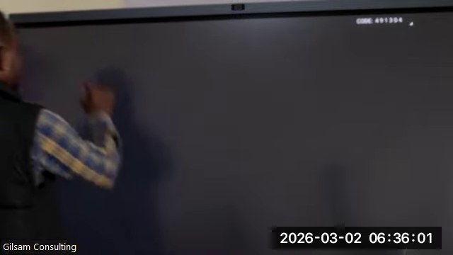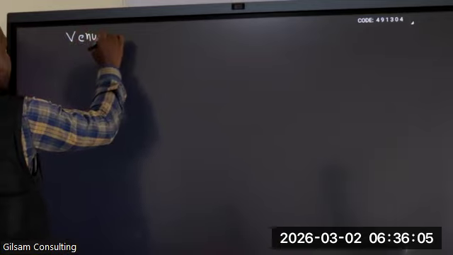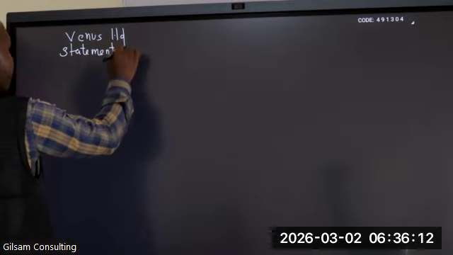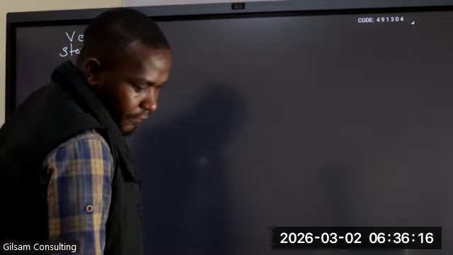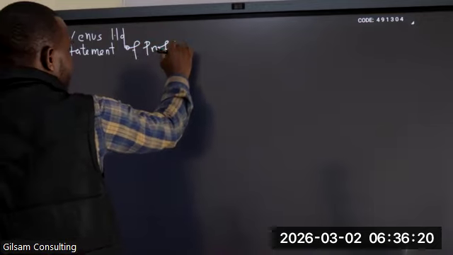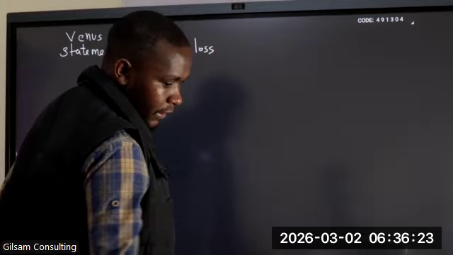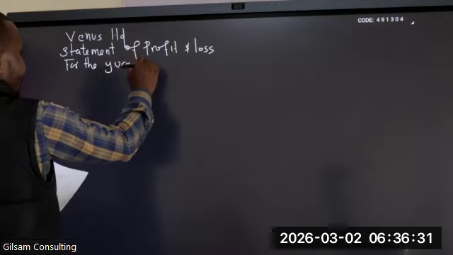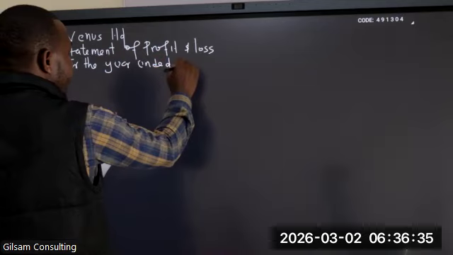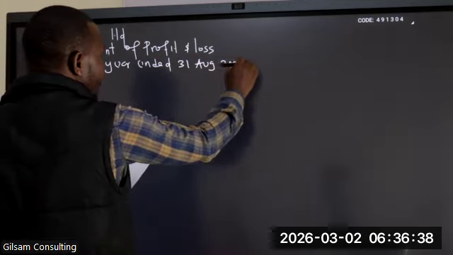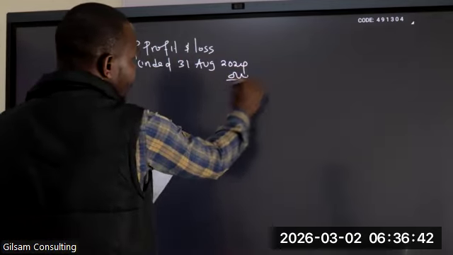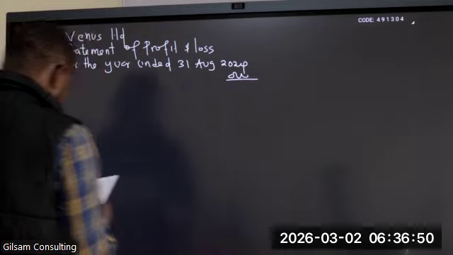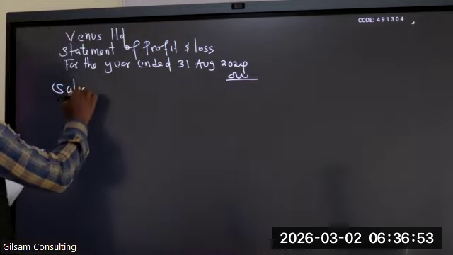So let's do the normal profit. Venus Limited, statement of profit and loss for the year ended 1st August 2024. So we start with the sales.